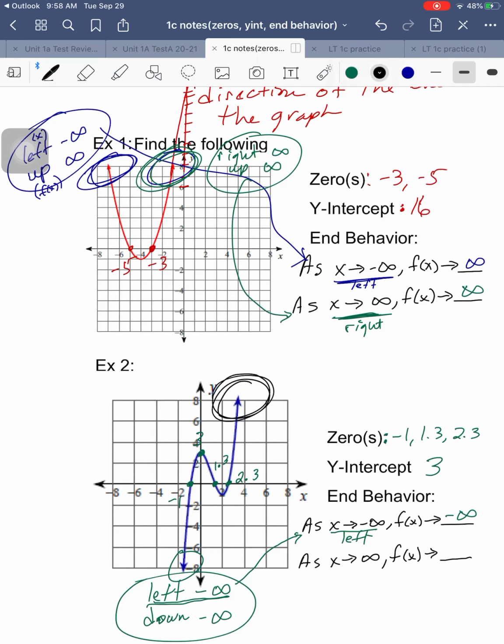Looking at the right side of the graph, the right arrow end of the graph, which two directions is it going? It's going right and up. How far right will it go? It'll go to infinity. And how far up will it go? It'll also go to infinity. So as x goes to positive infinity, that's the right. What we have up here, the up, which is the y value, will go to positive infinity.